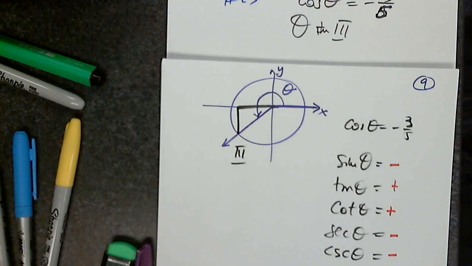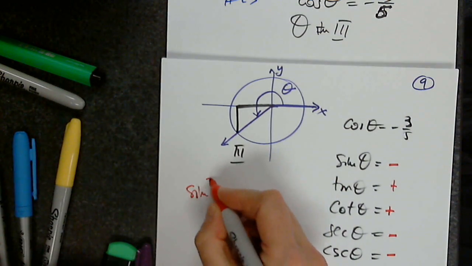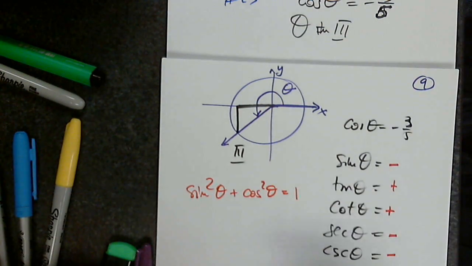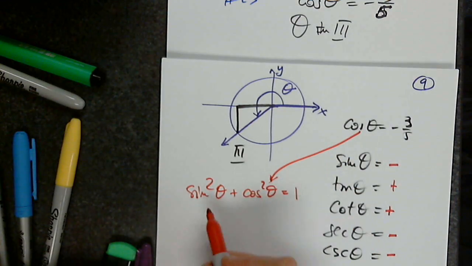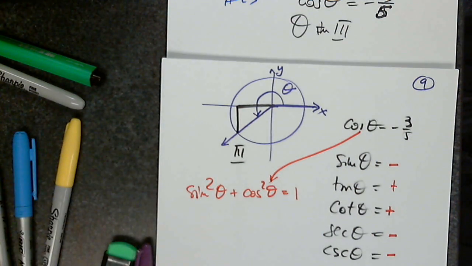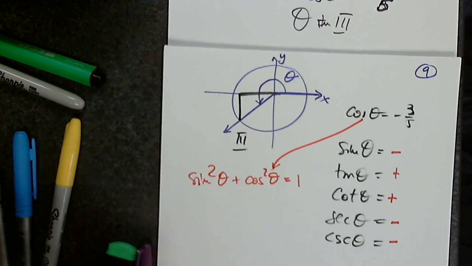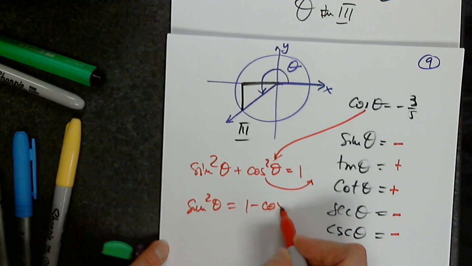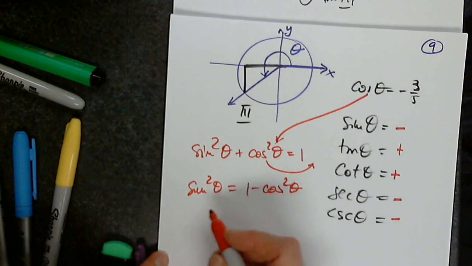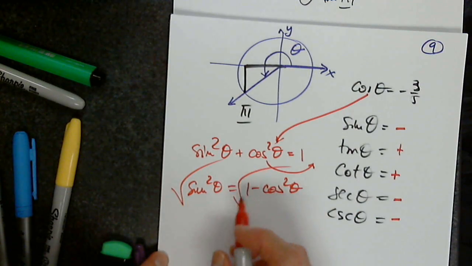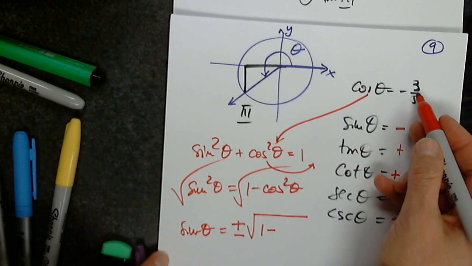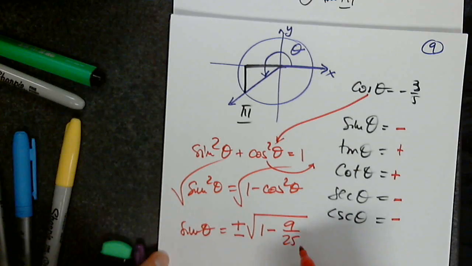Good. Now I have a very important trig identity, which is sine squared theta plus cosine squared theta equals 1. I have cosine, but I want to find sine. What should I do in this equation to find sine? Careful, I have to move. Yes, sine squared theta equals 1 minus cosine squared theta. So I take the square root on both sides. I know I should write plus or minus the square root of 1 minus this squared, which is 9 over 25. But I know this because I already established it.